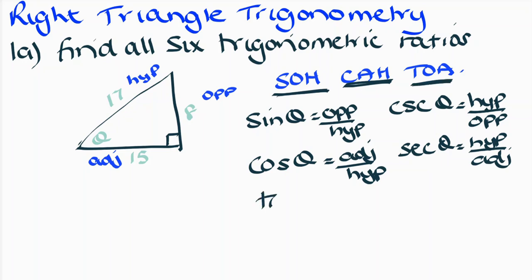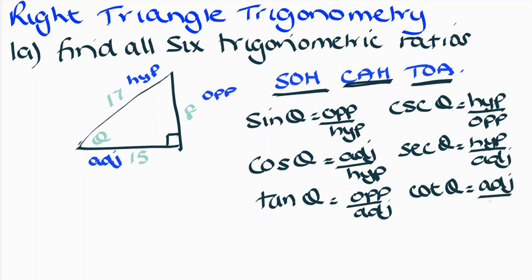So the next one we have now is tangent. So tan of theta is opposite over adjacent. Our reciprocal function is cotangent of theta, and this is going to be adjacent over opposite. So now we need to find the actual values.